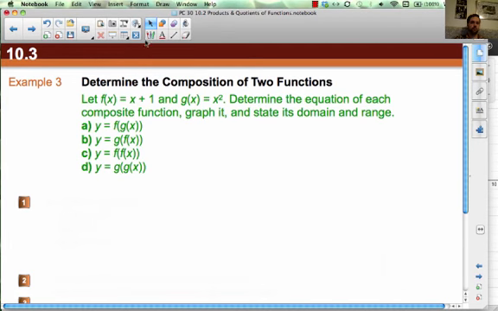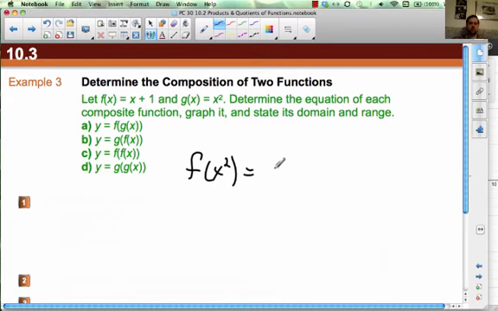Alright, so let's determine the composition of two functions. This will go pretty quickly. We're going to state the domain and range of each of these. So f of g of x. So f of g of x means we take g of x and plug that value in for every x within the f of x function. So this ends up being f of x squared, which is, of course, x squared plus 1. So we've replaced this x with whatever g is.